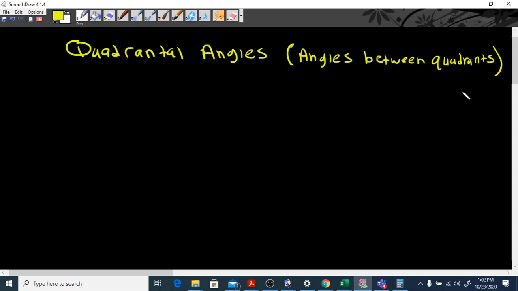Trig Bootcamp Part 3. Quadrantal angles. Angles between quadrants. Okay, I'm going to make this as simple as possible. So the idea is this.